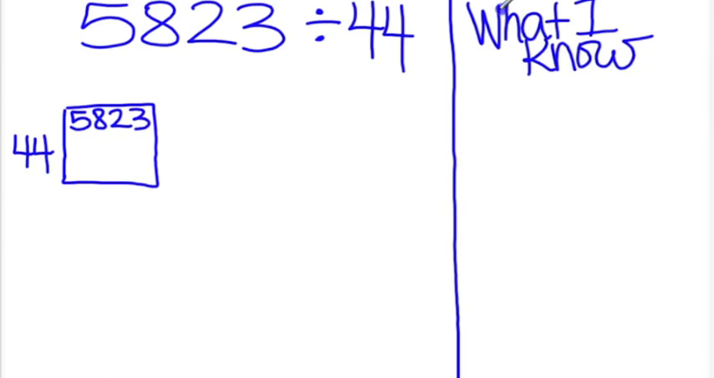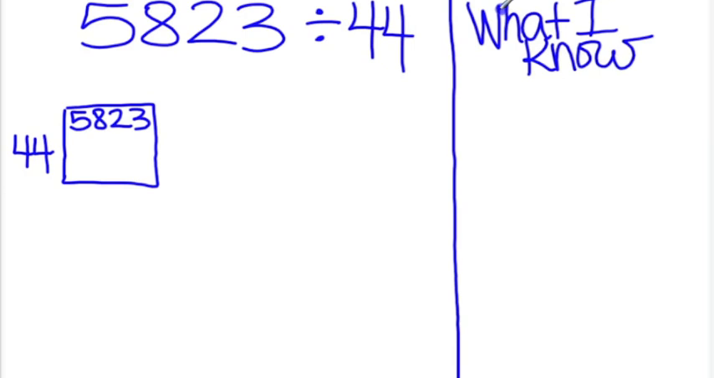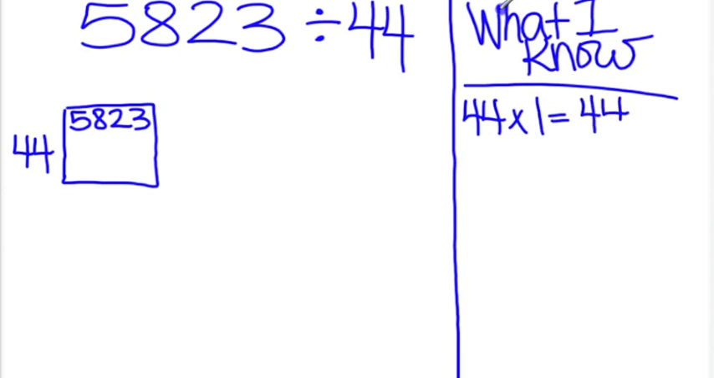Perfect. So now that we have that set up, we're going to go over to our What I Know column. And what are we going to start off with in our What I Know column, Joanne? Good. Next, you figure out what you know. So we're going to start with 44 times 1, which equals what? Shout it out. 44.